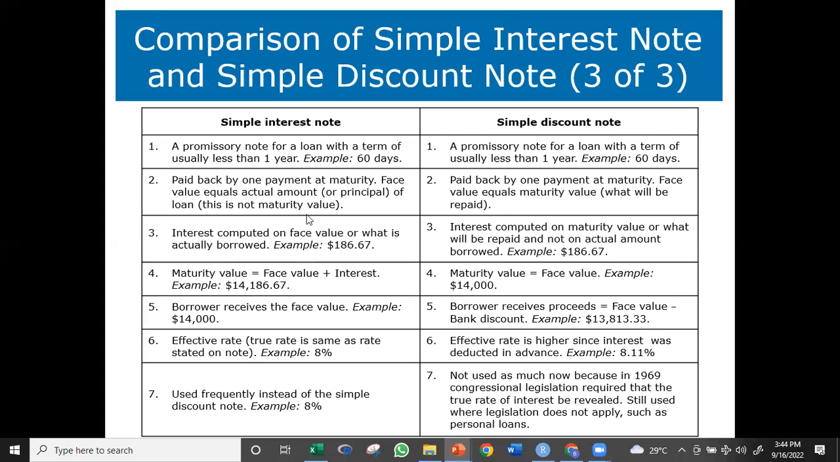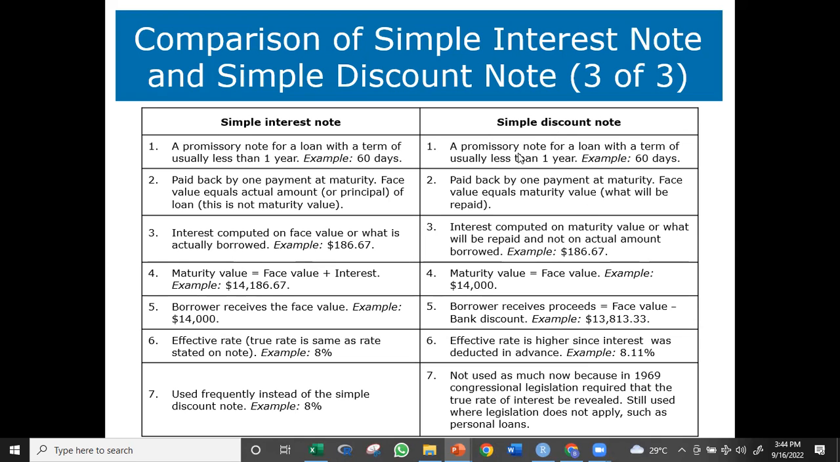Okay, and the principal or the face value is not the same as the maturity value. So magkaiba yung face value. The face value or the principal is different from the maturity value, and the maturity value will always be greater than the face value because of the interest component.